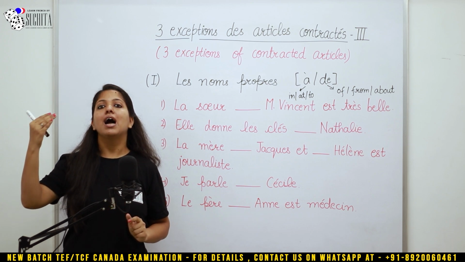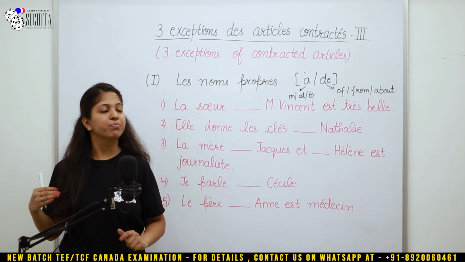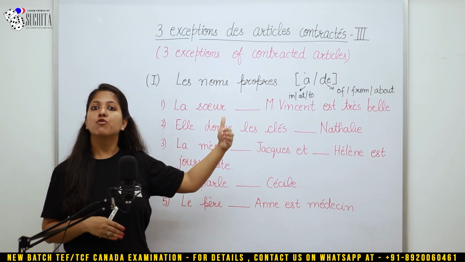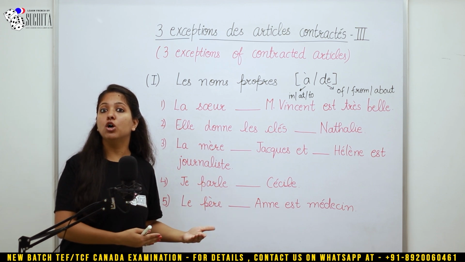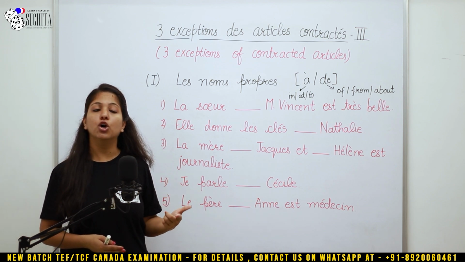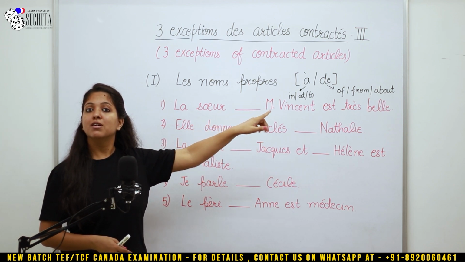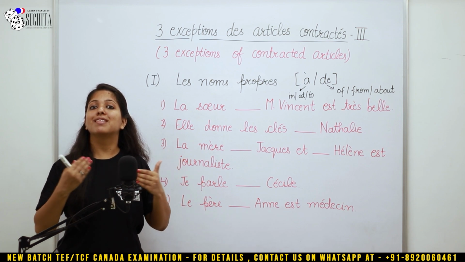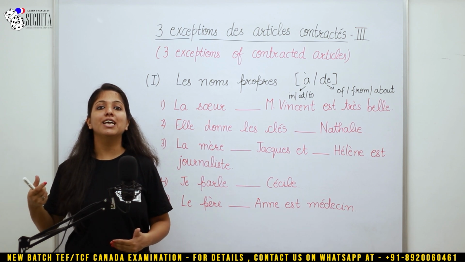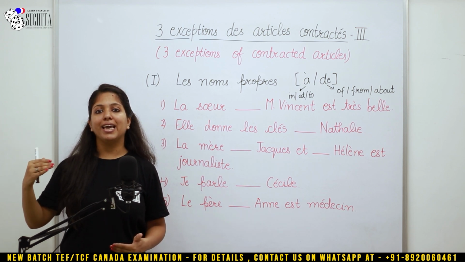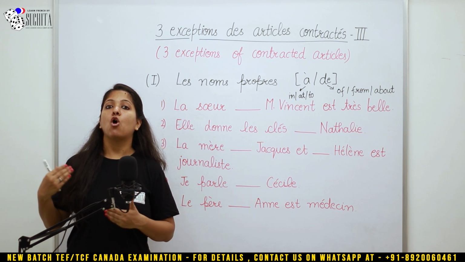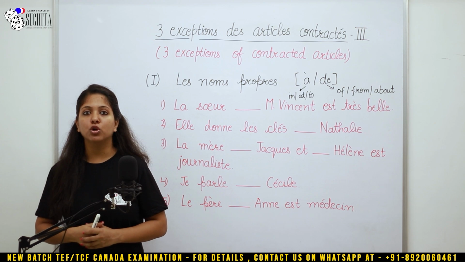Au, à la, à l', and aux. The second type is with de. If you want to say of the, from the or about the, then you will again add the definite article to the preposition de. So it becomes de plus le, de plus la, de plus les, and de plus l'. And consecutively you will get du, de la, des, and de l'. The meaning of all 4 of them is of the, from the, or about the.